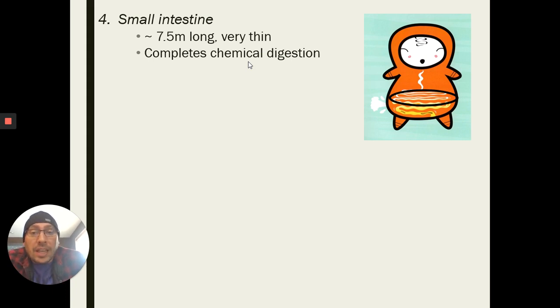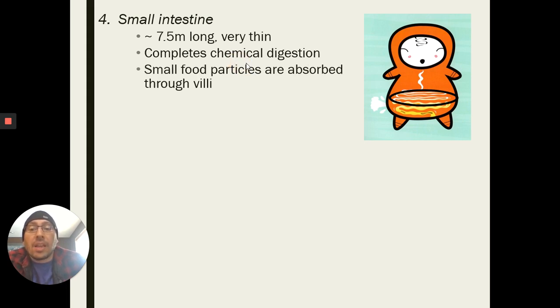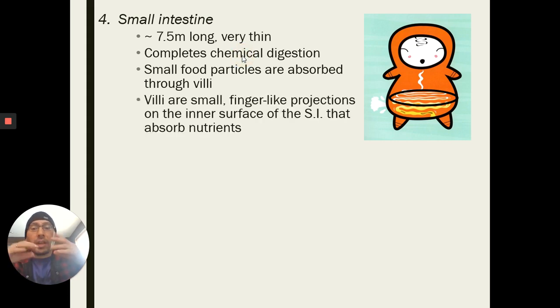Okay, this is where chemical digestion is completed. This is like the last step of digestion. Digestion ends in the small intestines. And then in the small intestines, the food particles, through the chemical and mechanical digestion, are really, really small now. So they're so small, they get absorbed through a structure called villi. And villi are tiny little finger-like projections that surround the inner surface of the small intestine. And they are very, very thin. And that's where nutrient absorption is occurring.